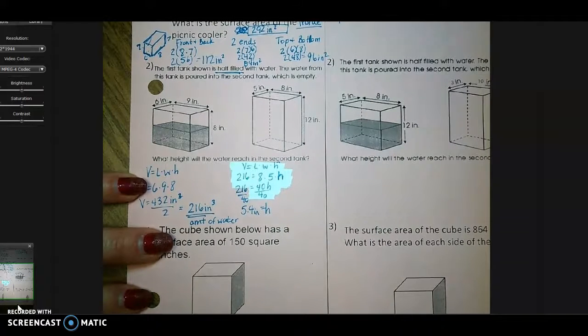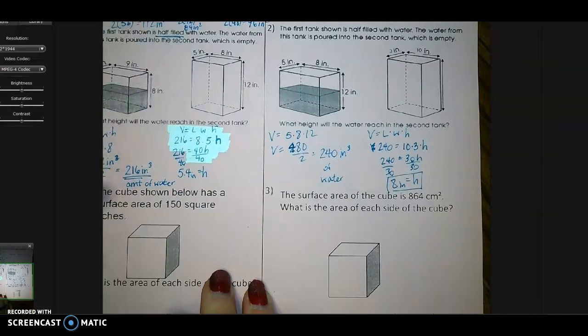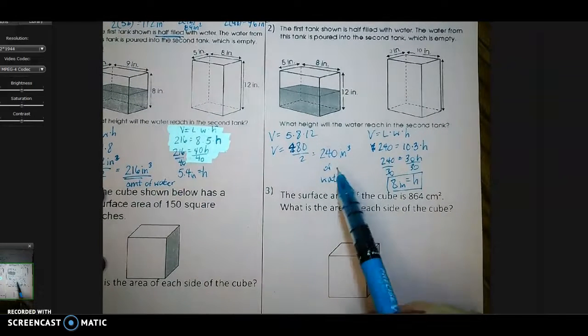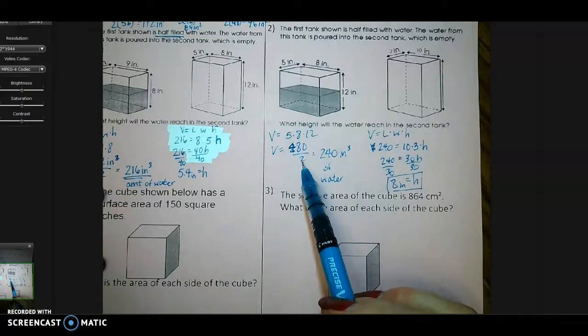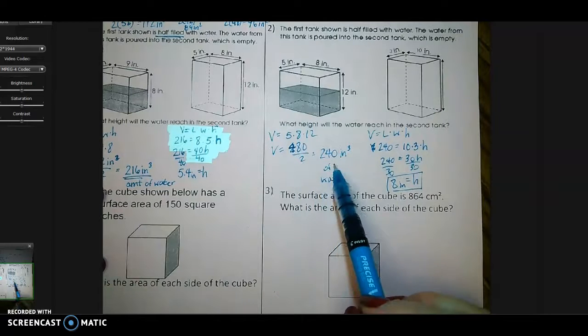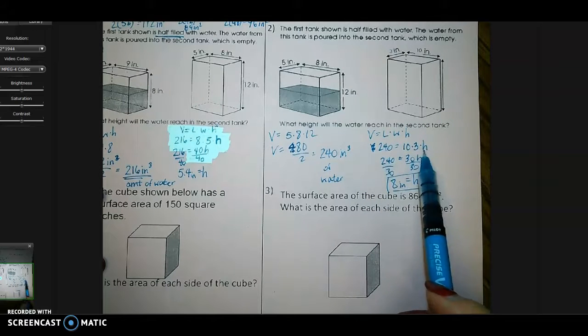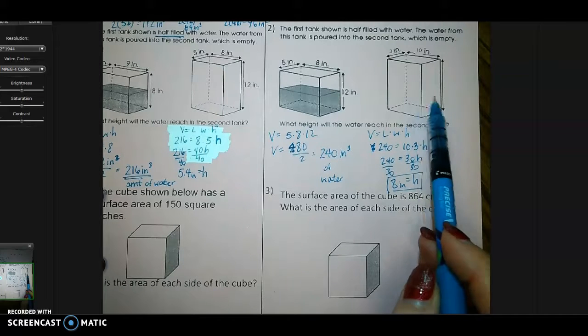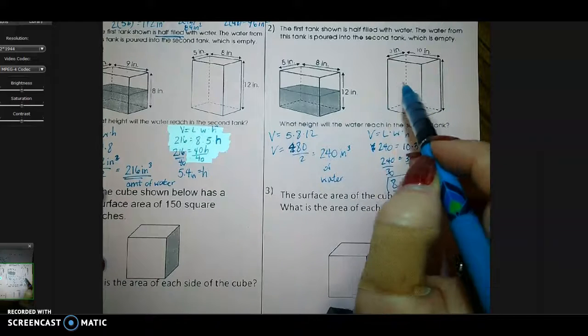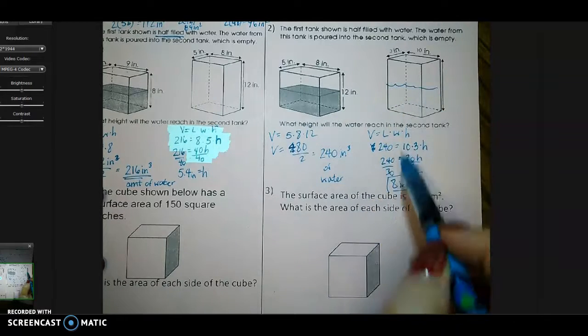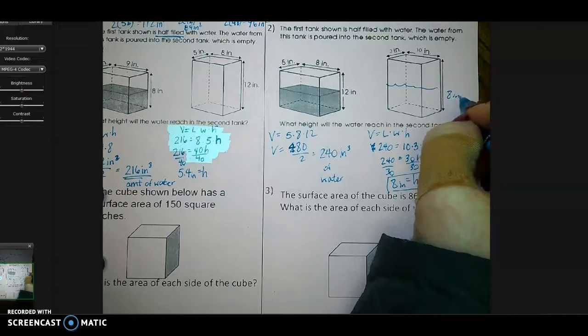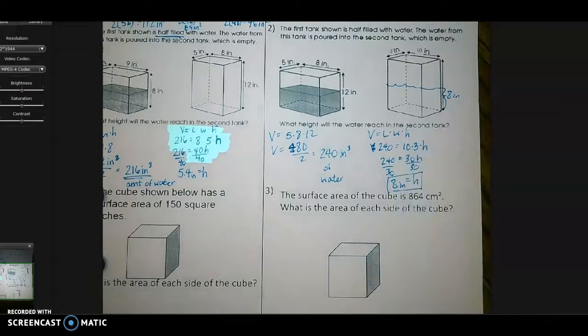I want you to go ahead and pause and try the one right next door and see if you get the same answer. All right, so go ahead and pause the video again if you want. We did the same thing from the volume of the first tank divided by 2 and got 240 cubic inches of water. And so when we put that in for our volume of the second tank and we take out the height, we want to know how high the water goes, so we're thinking that the water is going to go about 8 inches up. So that means the height of the water is 8 inches, so from there to there.